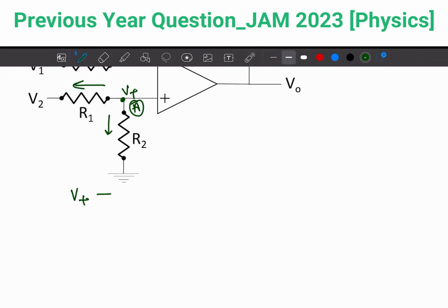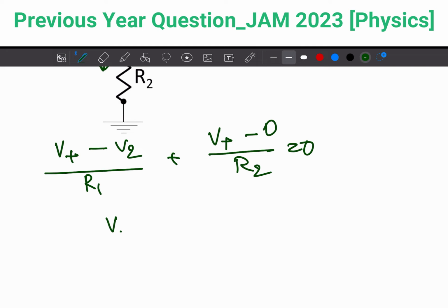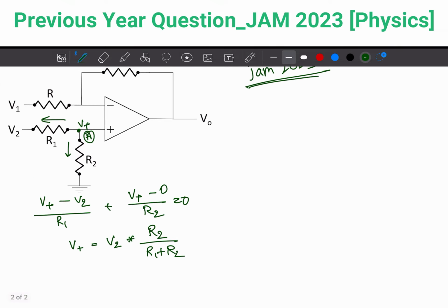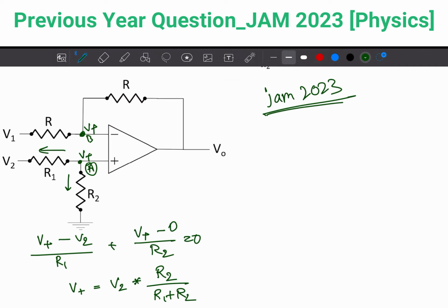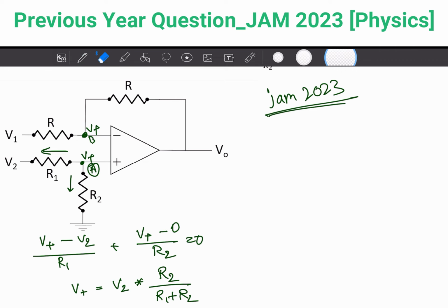V plus minus V2 divided by R1 plus V plus minus 0 divided by R2 is equal to 0. By solving this equation, we will get V plus is equal to V2 multiplied by R2 by R1 plus R2. And you know the virtual short, due to the virtual short, this point voltage will be the same as this point. And this is point B. So applying KCL at point B, what will we get?